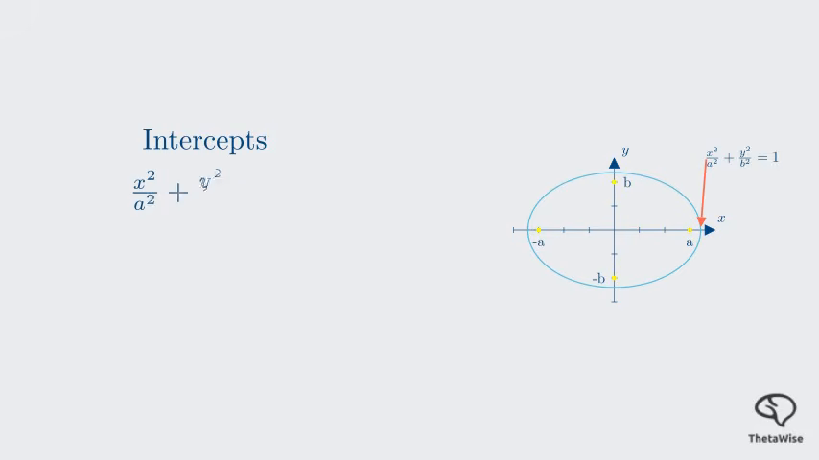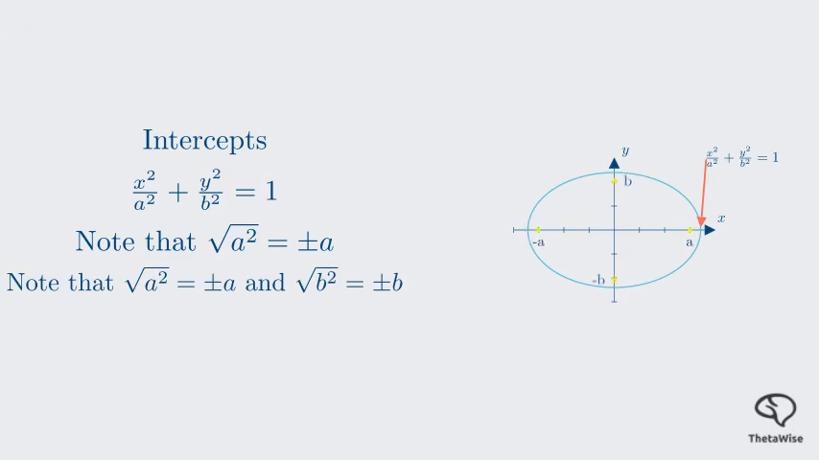From the general form, we note that a squared is under the x squared term, and b squared is under the y squared term. To find the x-intercepts, we look at a. The x-intercepts will be at positive a and negative a. And to find the y-intercepts, we look at b. The y-intercepts will be at positive b and negative b. This means that the elliptical graph will cut the x-axis at the points a and minus a. It will also cut the y-axis at the points b and minus b. Let's repeat that for clarity. The x-intercepts are determined by the square root of the denominator under x squared, and the y-intercepts are determined by the square root of the denominator under y squared.